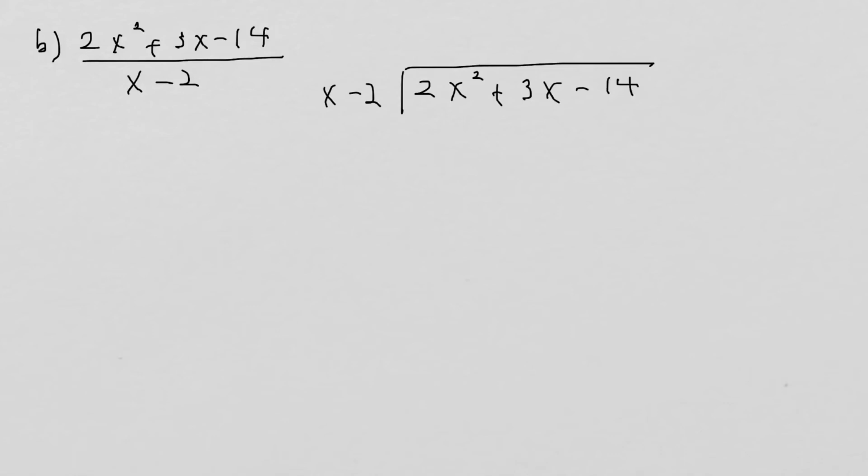Now we're going to see what you need to multiply x by to become 2x squared. To get x squared from x, I need one more x, so I will write it on top, and to go from 1 to 2, you need to multiply by 2. So you need 2x. Now you multiply 2x by x minus 2, and you get 2x squared minus 4x. And don't forget you're subtracting.